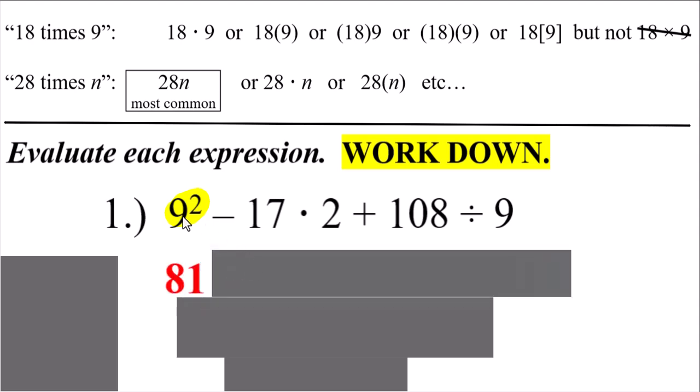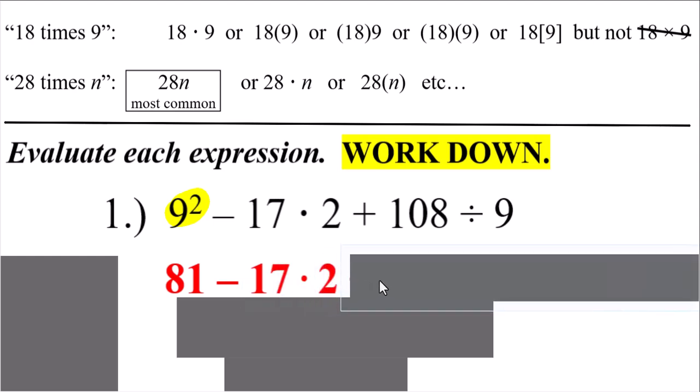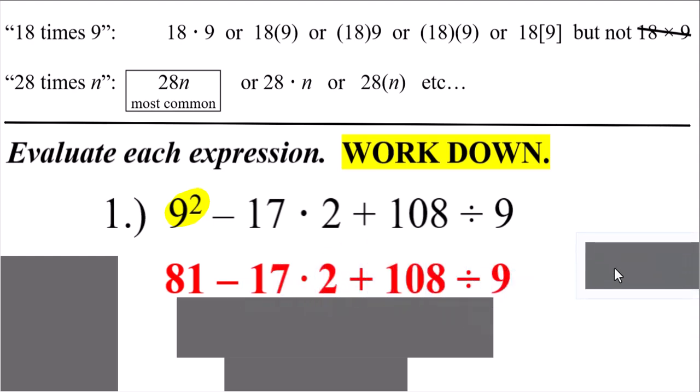Why? Because 9 to the second does not mean 9 times 2. Nope, it means 9 times 9, which is 81. Now, we're going to bring everything else down. The minus, the 17 times 2, the plus, the 108 divided by 9. All of that gets brought down.